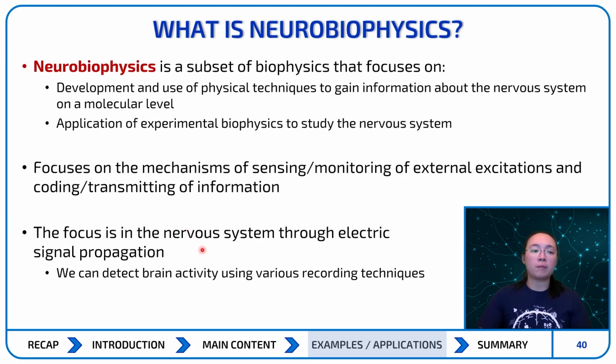So in the nervous system, we focus on electric signal propagation, and we can detect brain activity using various recording techniques. So there are two sets of experimental biophysics that can take place when we try to record signals. Number one, you can look at the molecular level and at membrane potential changes through ion current recordings. That would be an in-lab technique. You can also do EEGs, which detect signals from within your brain, which are covered in the methods lectures that are posted, as well as in more detail in future courses.